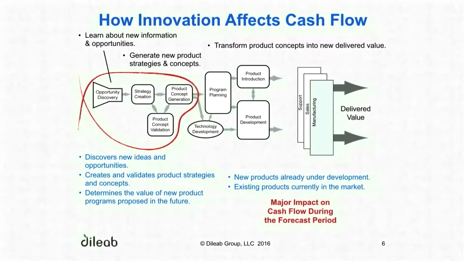On the other hand, these activities at the so-called fuzzy front end of the innovation process will be focused on discovering new ideas and opportunities and on creating and validating product strategies and concepts. The effectiveness of this work will determine the nature and value of new product programs that are undertaken in the distant future. These activities will have the dominant influence on the residual value of the firm.